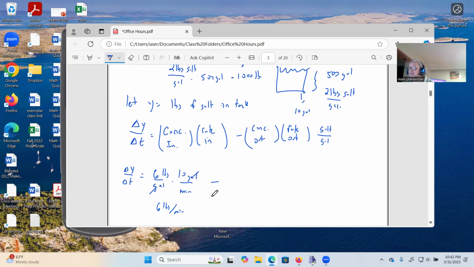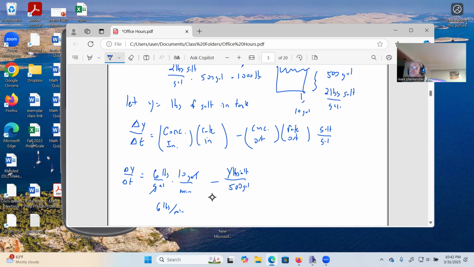So we're going to say, I don't exactly know how many pounds of salt are in there. So we're going to say y pounds of salt per that 500 gallons. That's the original concentration that we have in here.